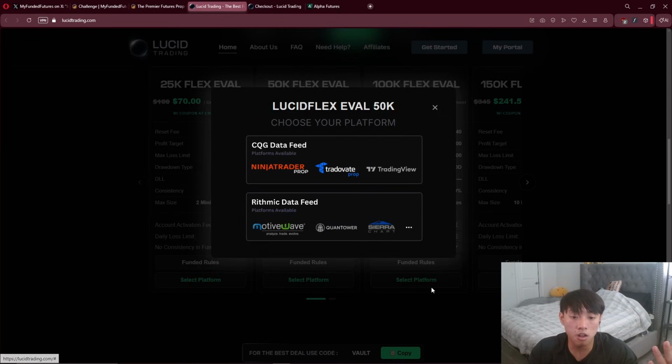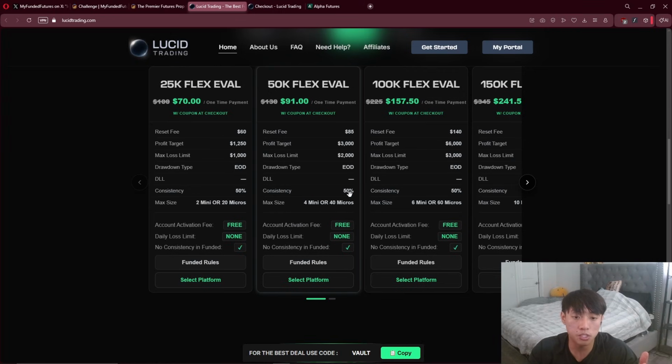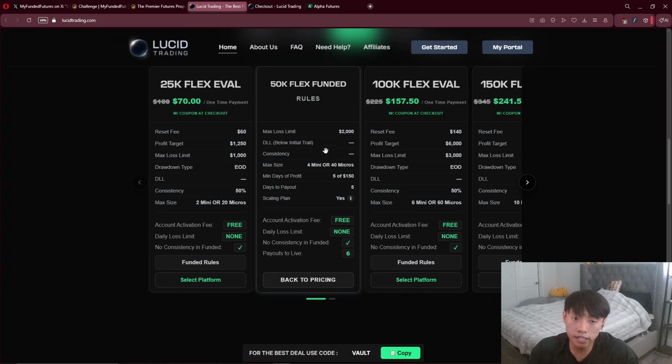With, honestly, I would argue better rules, because now you get 4 minis, right? 50% consistency, and there is no daily loss limit. There is no consistency rule on the funded, so that's huge.